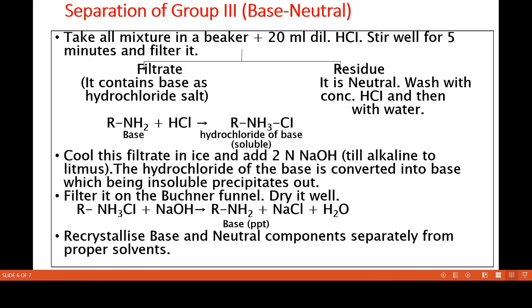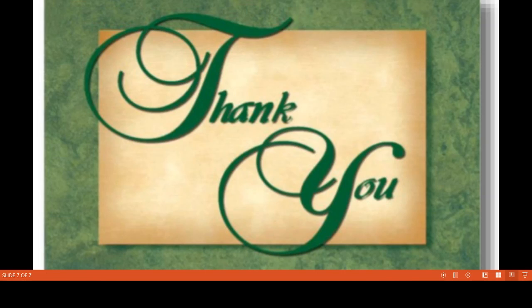So you have to remember this separation of solid-solid mixture by the 3 groups. Okay, so with this we complete our lecture. In the next lecture we will discuss the separation of solid liquid and separation of a liquid compound. Okay students, thank you.